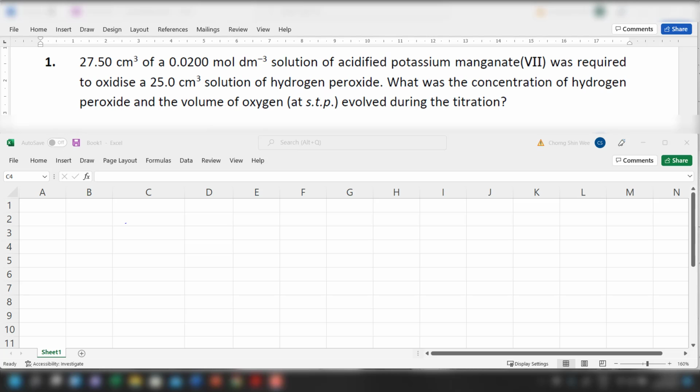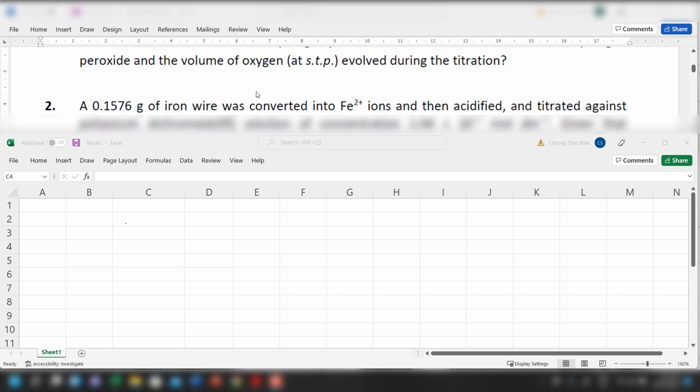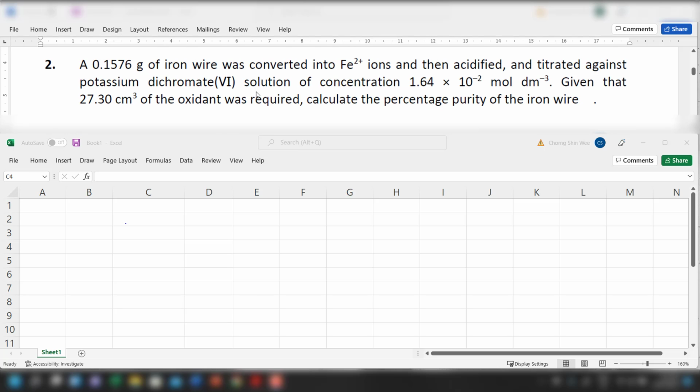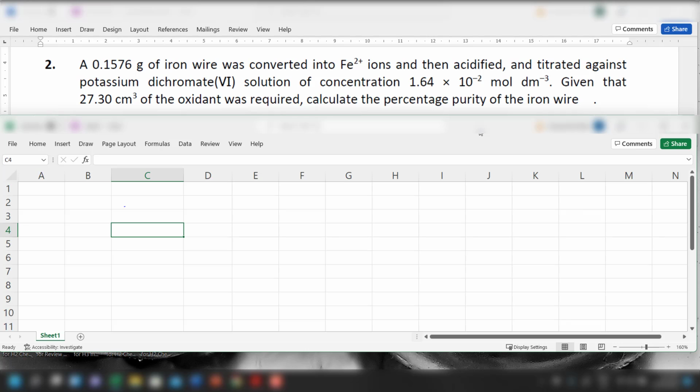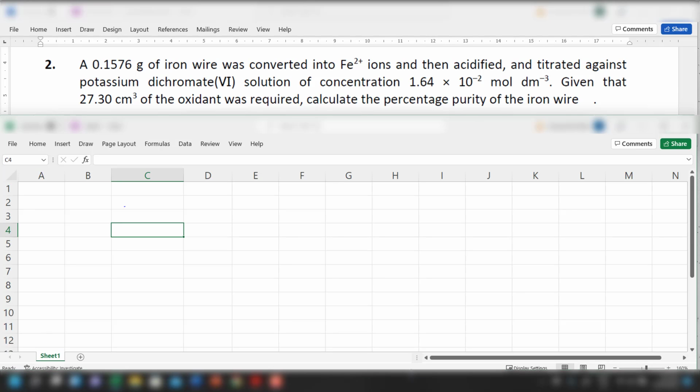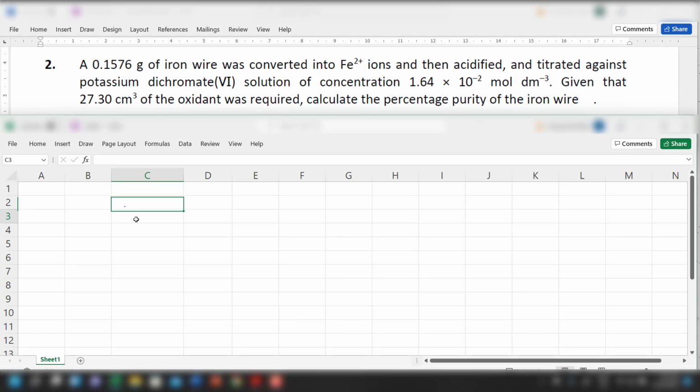Okay, so what I'm going to do now is showcase this particular question from the lecture example. I'm going to use question 2. So the first thing I'm going to do is input in the cell the mass of the iron wire. So I'm just going to put mass of iron wire.